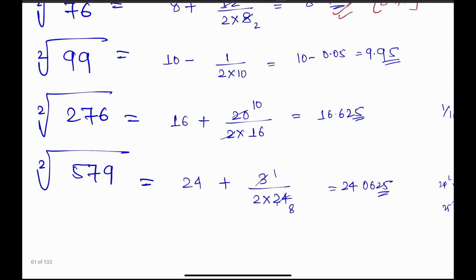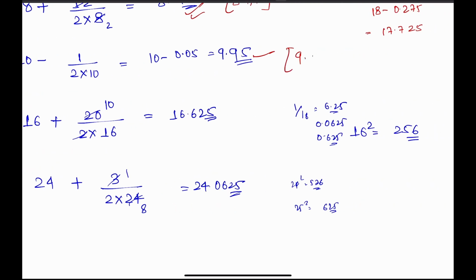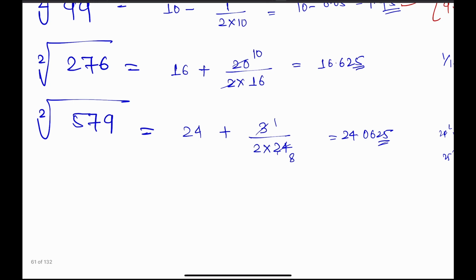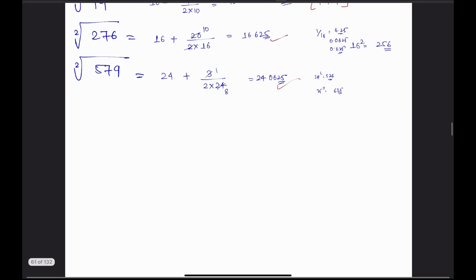99, where is it? 99 is 9 point, correct. See, little bit difference is 9.9498, that also 98. So yeah, next one being 276 16.61, correct. Yeah, I'm not going to write because this is so near. 579 24.0624 is the answer. 6 to 5 I got. So yeah, this one is done.